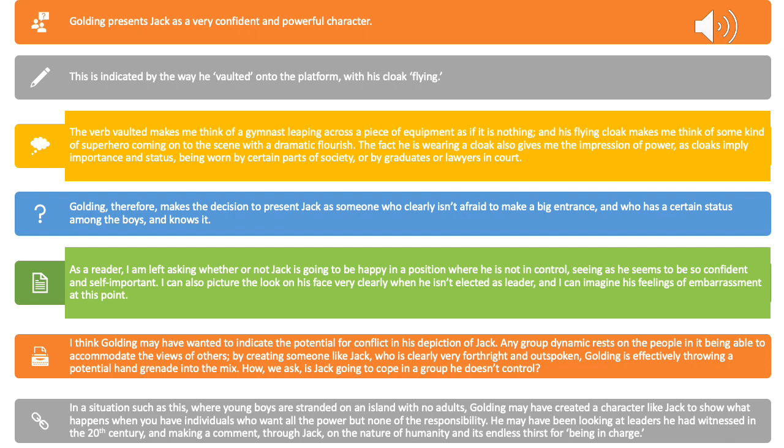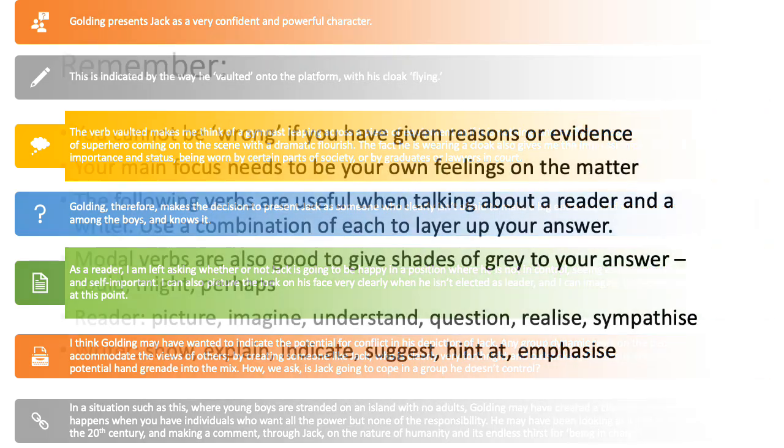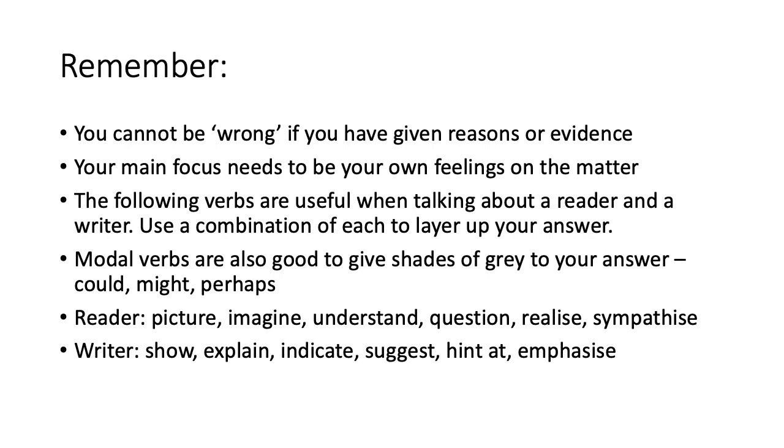So it might seem like a very structured response, but it's not really. It's actually freer than you think, and it's really just a case of expressing your opinions, telling us what you think. So remember, you cannot be wrong in English. If you've given reasons or evidence, you cannot be wrong. Your main focus needs to be your own feelings on the matter.